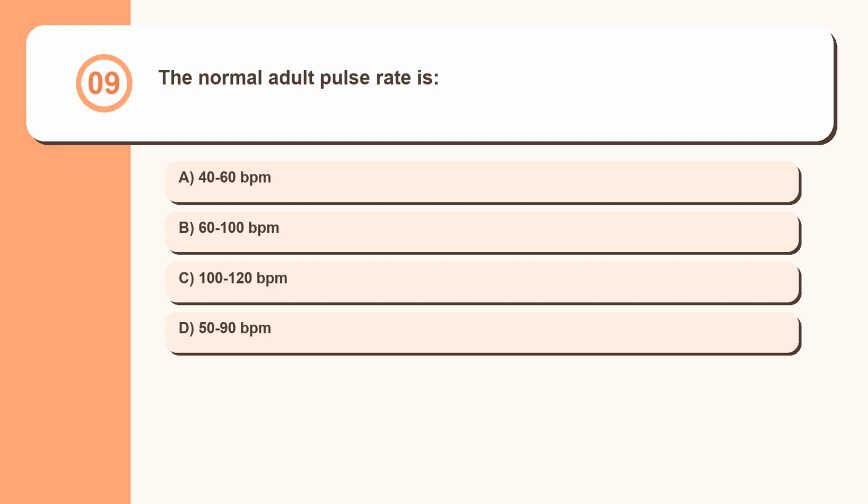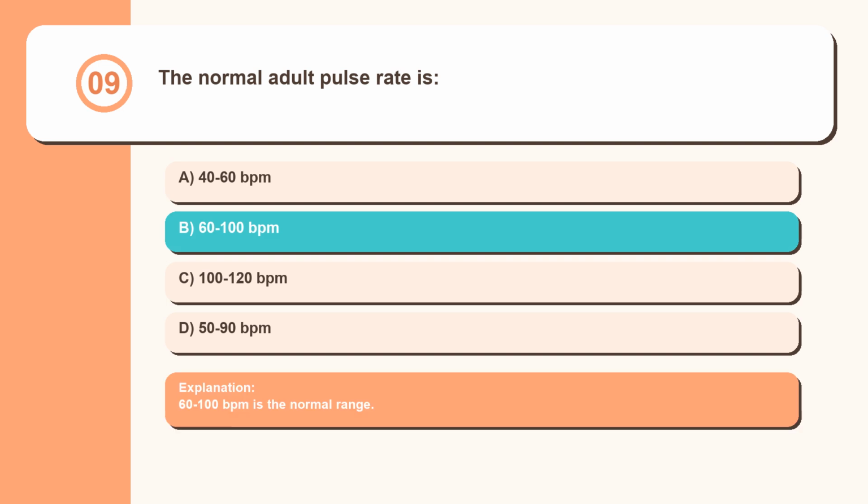Question 9. The normal adult pulse rate is 40 to 60 BPM, 60 to 100 BPM, 100 to 120 BPM, 50 to 90 BPM. 60 to 100 BPM is the normal range.